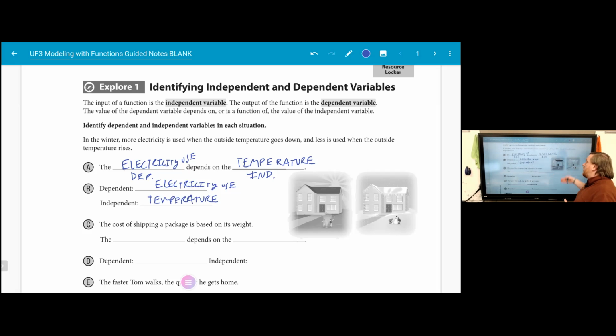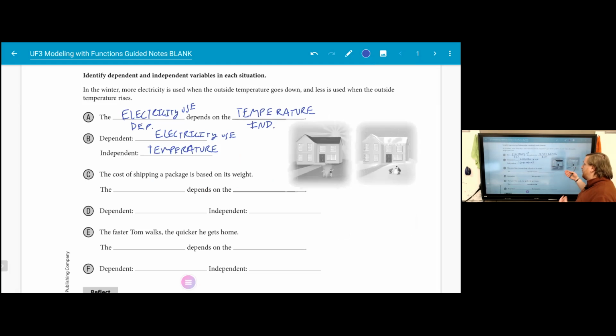The cost of shipping a package is based on its weight. The cost depends on the weight. The dependent depends on the independent. The cost is the dependent. It depends on the weight of the package.